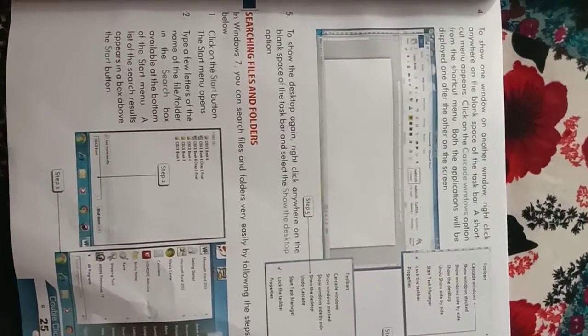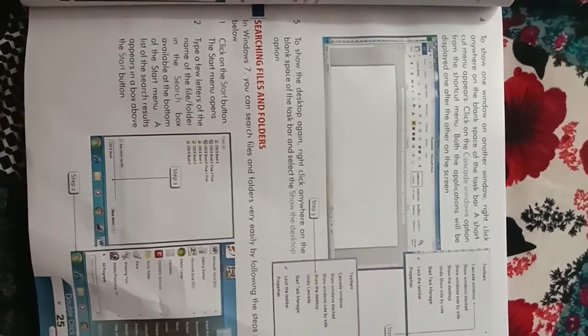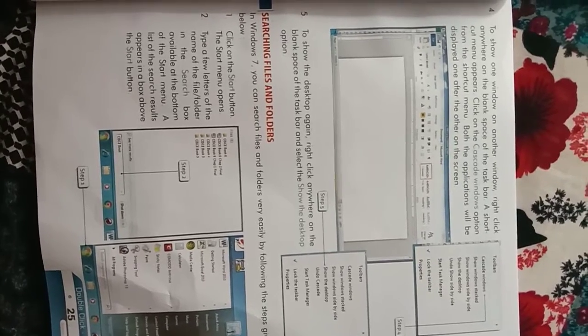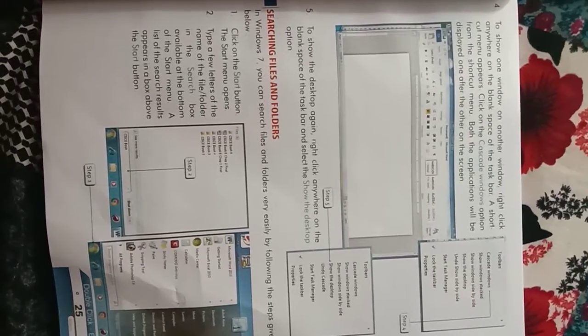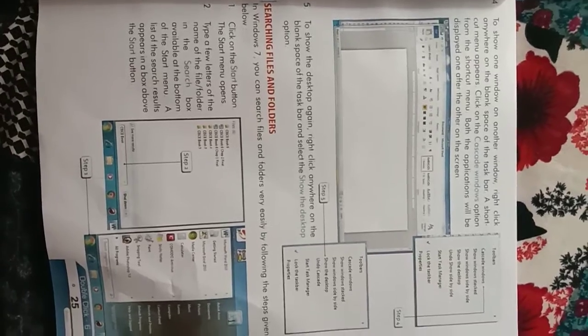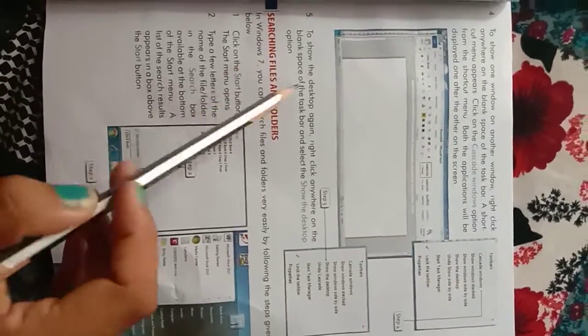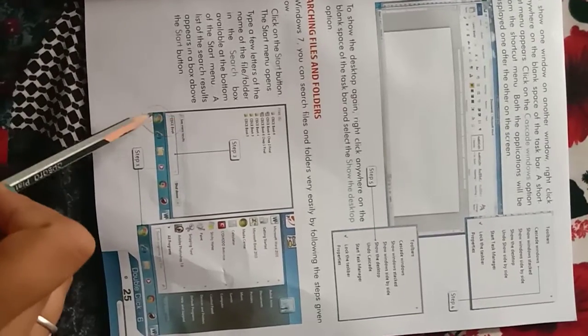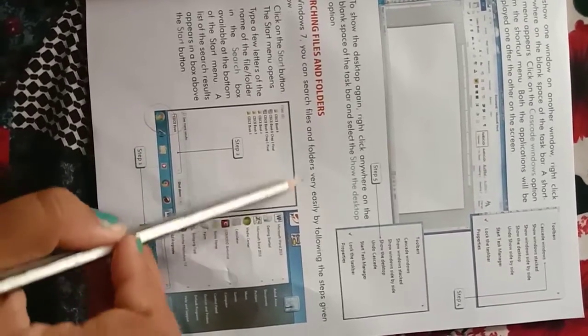Now the second topic is searching files and folders. Searching files and folders means that you have a file hidden in your computer system and you want to search for it. For this you have to follow these steps. First of all, you have to go to the start button. Here this window will be displayed.